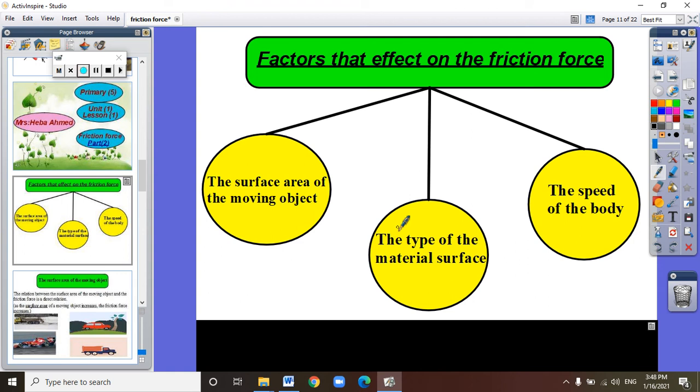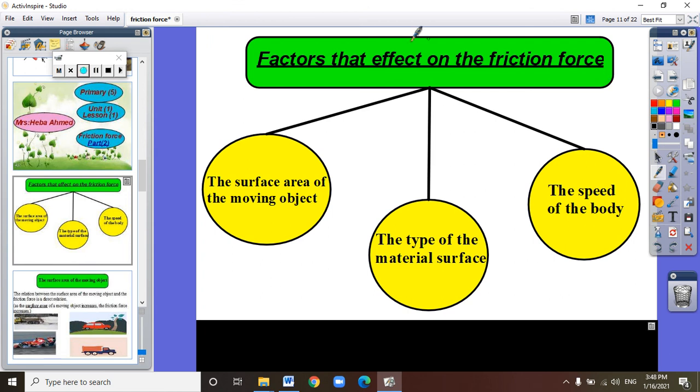Very good. And we also took the types of the friction force, which is between solids and air, which is called air resistance. Very good. And between solids and water, which is called water resistance. Very good, Primary 5. Today we will take factors that affect the friction force.